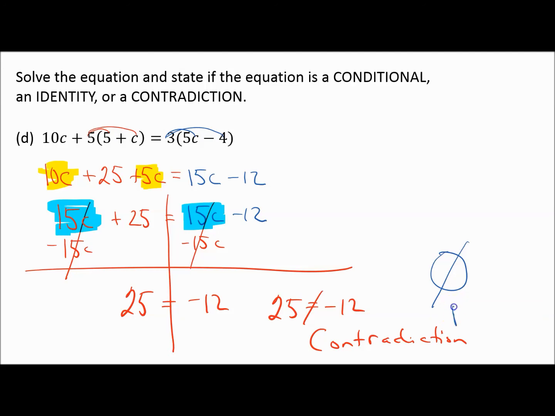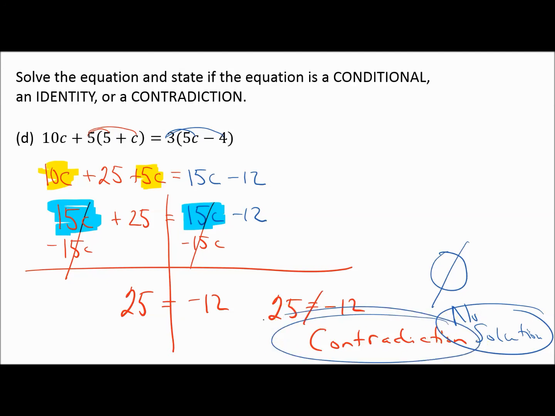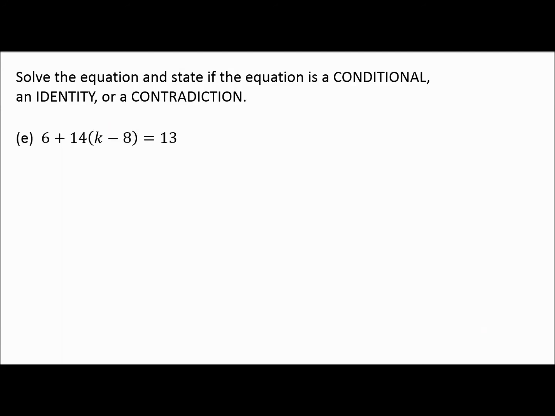One more comment, no solution is another valid answer for this. Now, no solution is not really valid the way I asked it. The way I asked it is, is it conditional, an identity, or a contradiction? And it's a contradiction. We answered the question. But if you were solving the equation, no solution would be appropriate, or the empty set would be appropriate as well.